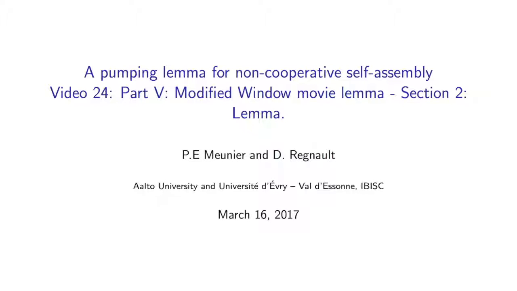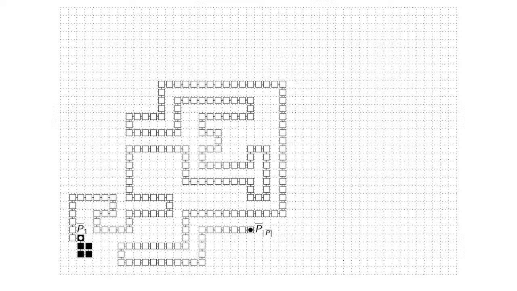This is video 24. In this part, we present a version of the window movie lemma specific to our setting. Note that some technical details are omitted. They are available in the article version of this proof. Consider a finite simple path assembly P.